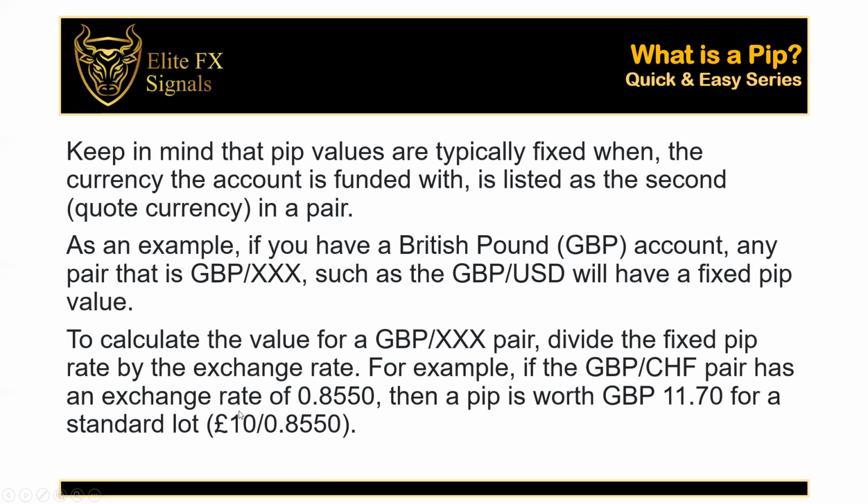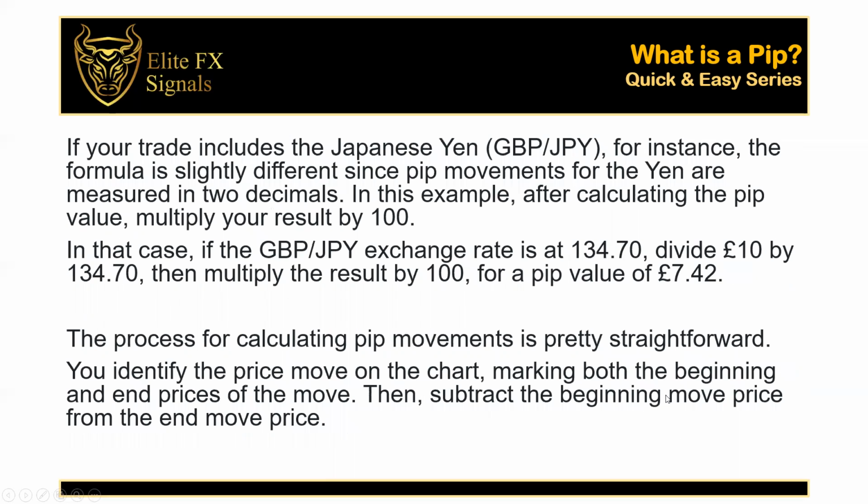Just like we did with the dollar CAD, we take the 10, which is the base pip value, but this time expressed in pounds, and we divide by the currency rate, and we come up with the pip value for the specific currency pair.